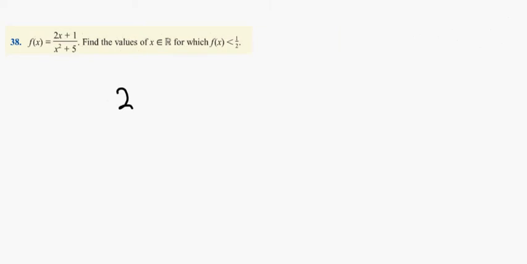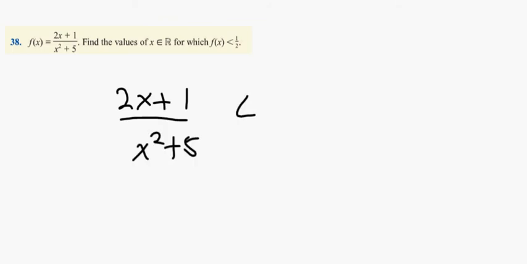Now here is number 38, 2x plus 1 divided by x squared plus 5. What we need to look at about this one is the x squared plus 5 on the bottom. The x squared plus 5 is guaranteed to be a positive number, because x squared, no matter what the value is, is either going to be 0 or positive. Any number squared is positive. And when we add on 5, it also means that it's going to be positive. So all we've got to do for this question is just cross multiply.